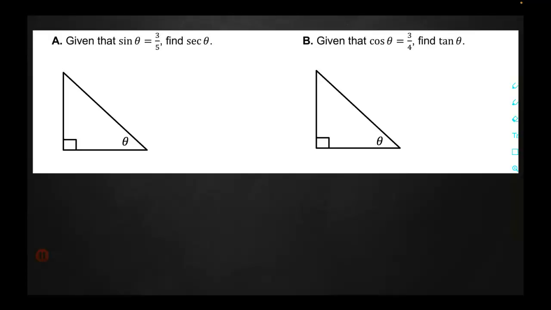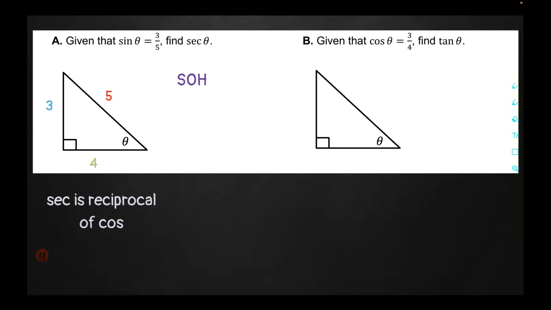Now in this example, we have a triangle, but you don't actually know what side is what. So nothing is labeled for us. What we can use is, again, sine, cosine, tangent, or SOH CAH TOA. Sine is opposite over hypotenuse, so in reference to angle theta, I can label my sides as 3 and 5. We know that secant is the reciprocal of cosine. So we're going to have to find the hypotenuse and the adjacent side. Now we can use our Pythagorean theorem to find that missing side.